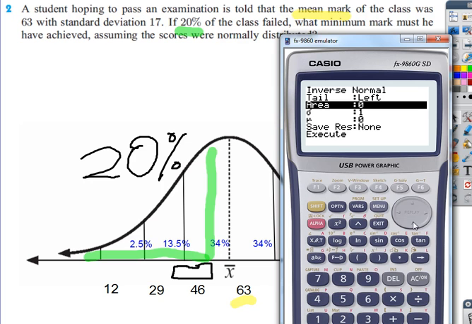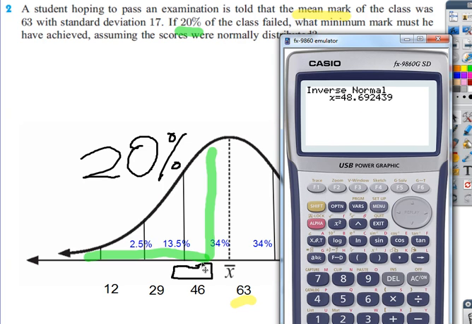We've got the area, which is 20% because we're coming from this way. We want to find the bottom 20%. You have to write it as a decimal, so it's 0.2. Our standard deviation we've been given, which is 17. And we've been given the mean, which is 63. So notice that we've been given all the information again that we need. So area is 20%, 17 is your standard deviation, 63 is your mean. Come down and go execute, which is F1, and it gives us 48.69.